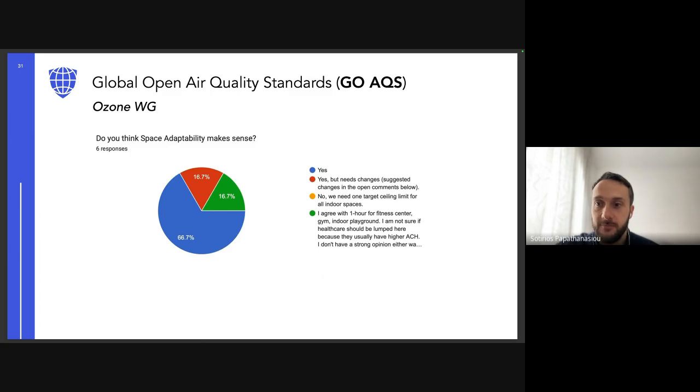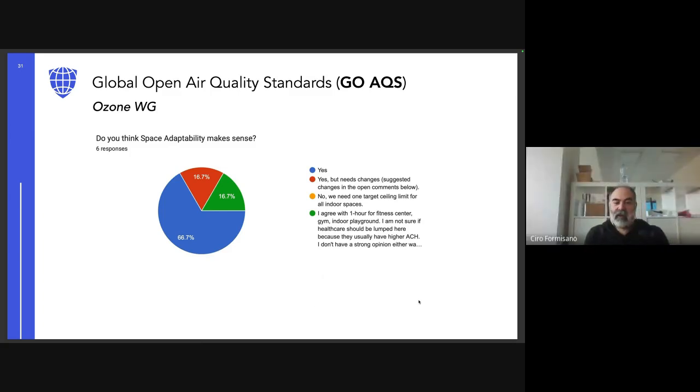Hero, please. I think that the adaptability should also follow the decision on other pollutants. If the decision is not to have adaptability for the others, maybe for ozone it should follow the same.